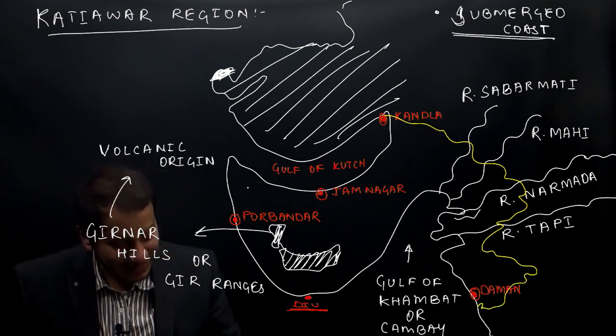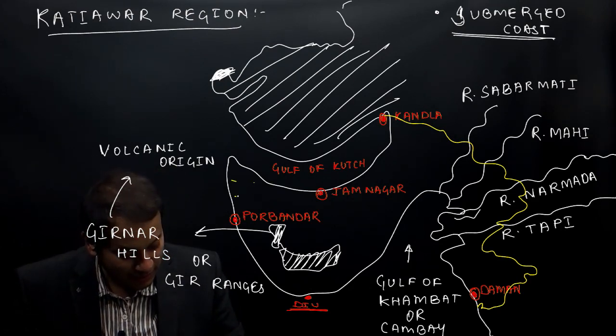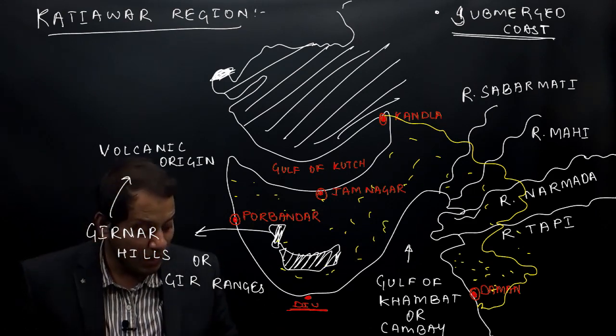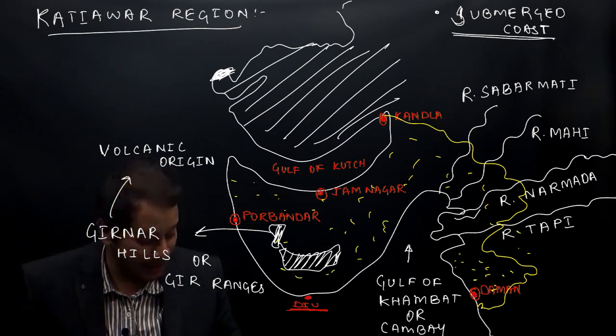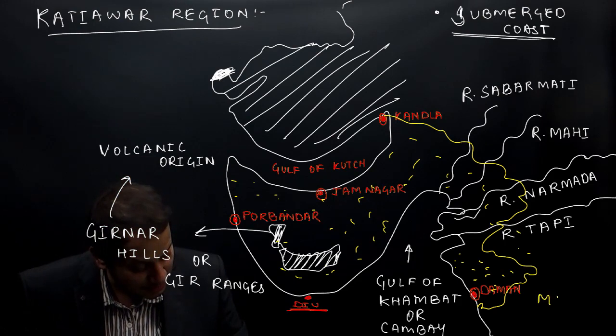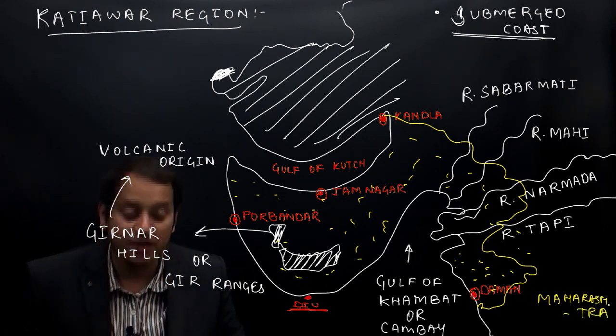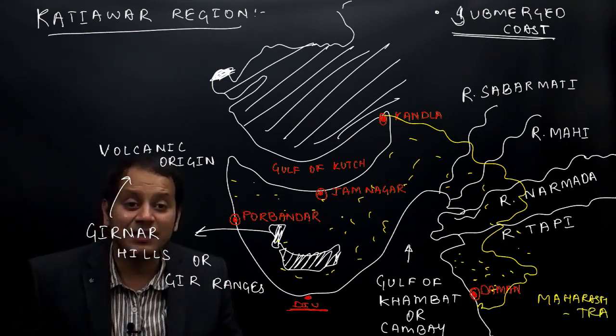So this entire part is now Gujarat, which I am marking by dots. The yellow dots is the Gujarat region. While what is the state which is to the side of Gujarat? This is the state of Maharashtra. So this is Gujarat and this is Maharashtra.